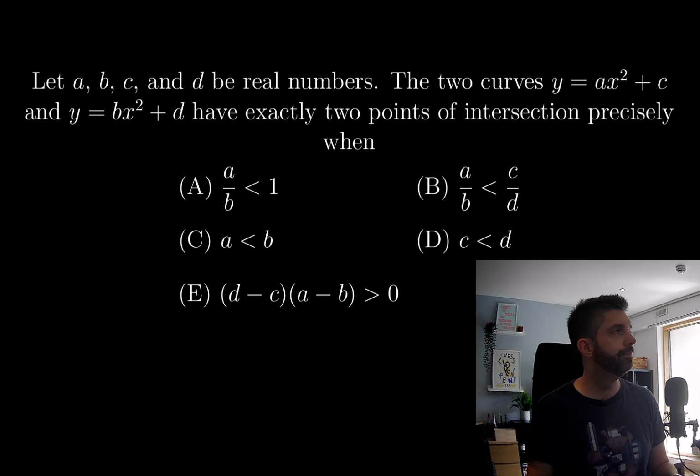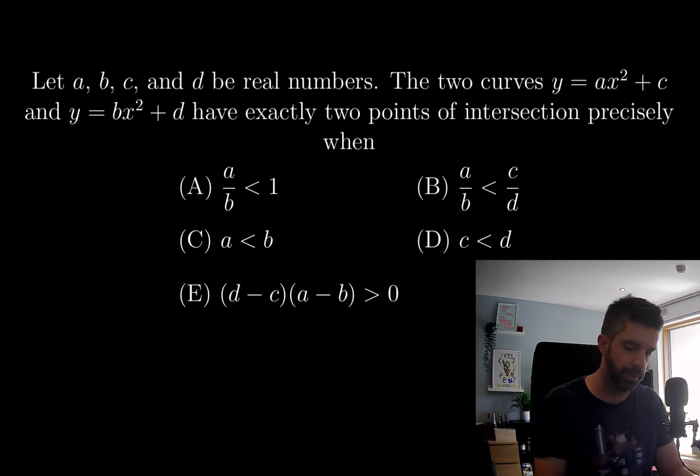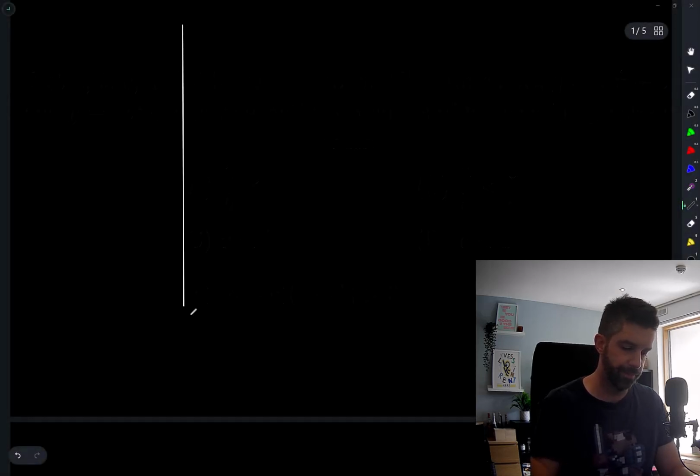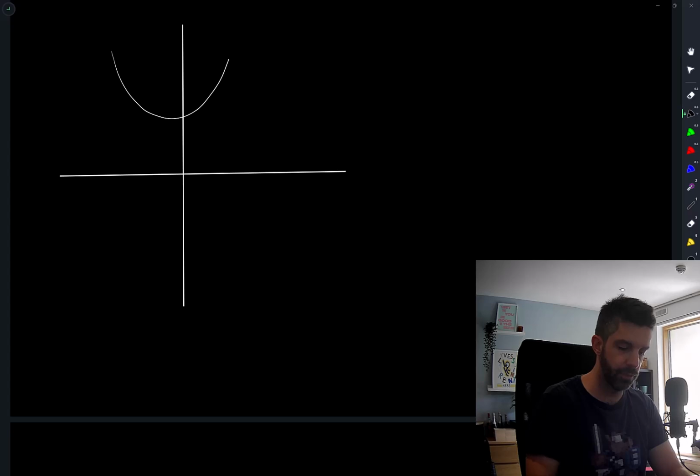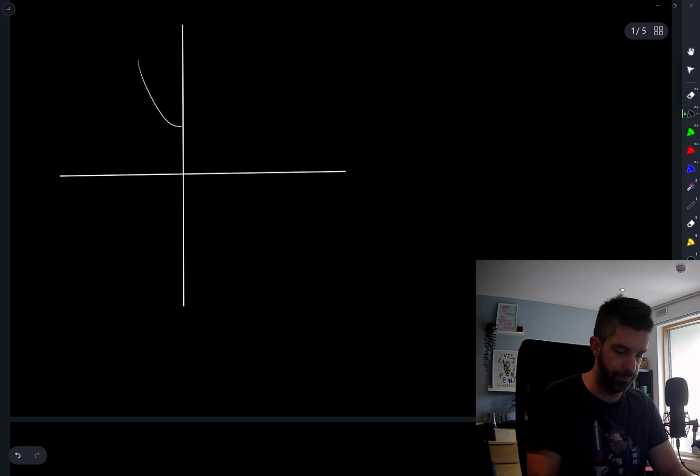Well, let's understand this geometrically. In fact, I'm going to work through this entire problem more or less geometrically. First, understand that we have two parabolas, and both of the parabolas are symmetric around the y-axis. So both parabolas will look like this, or, well, I'm not drawing this very well.